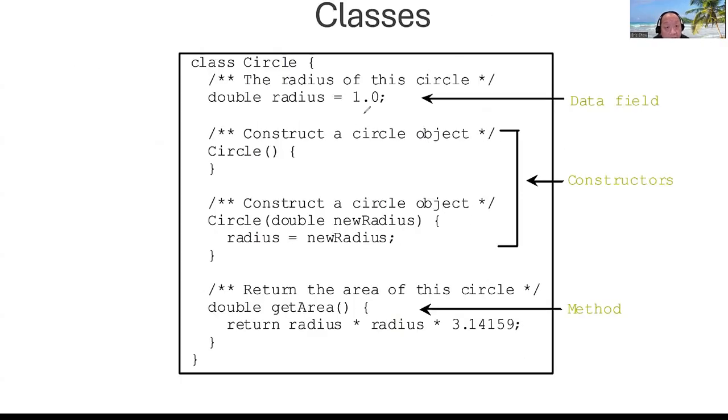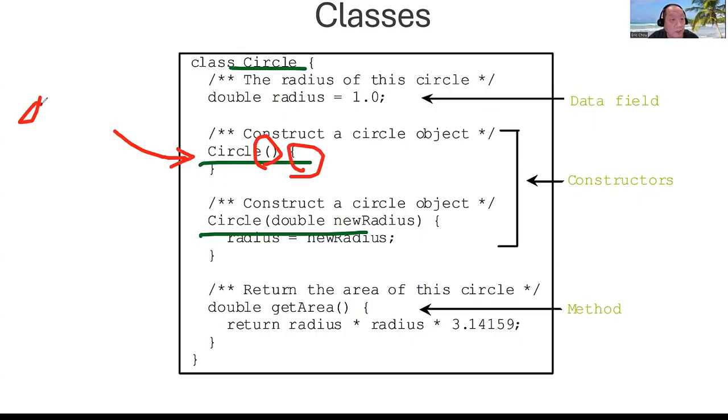So here is a simple class. You have a class circle. There are two constructors. This one is a constructor with no parameter and no function body. This one is sometimes also called the default constructor. What is a default constructor? Let's try.